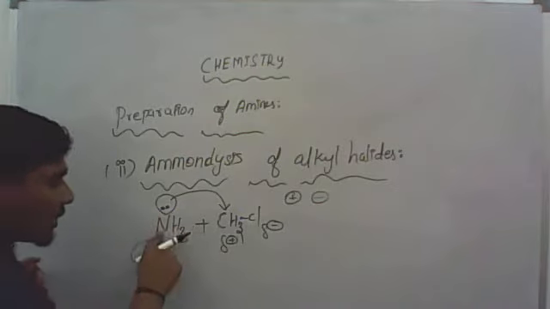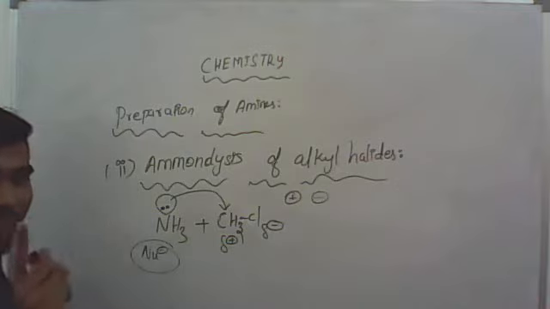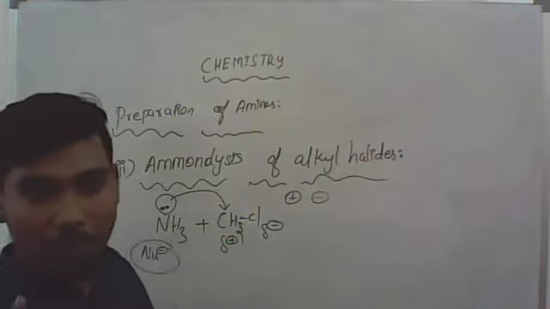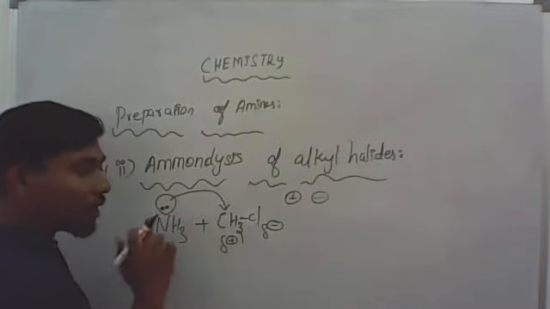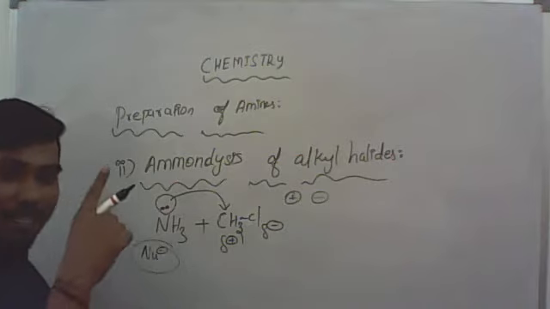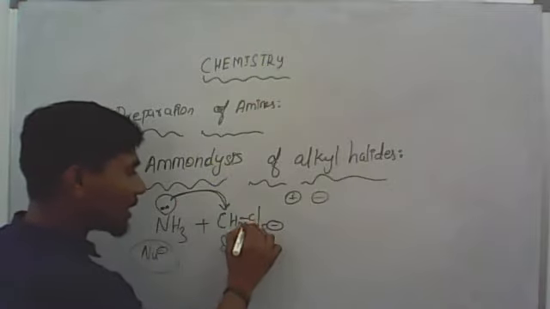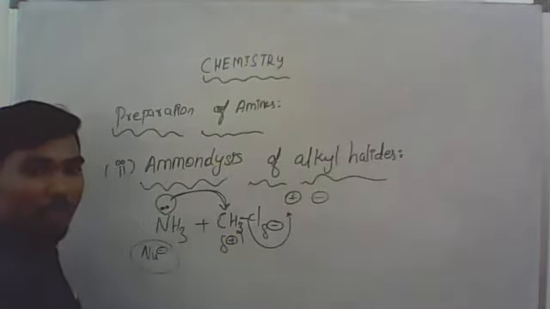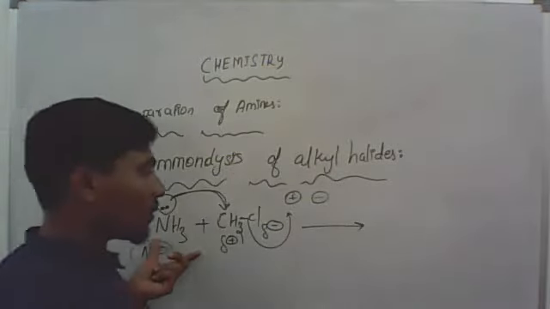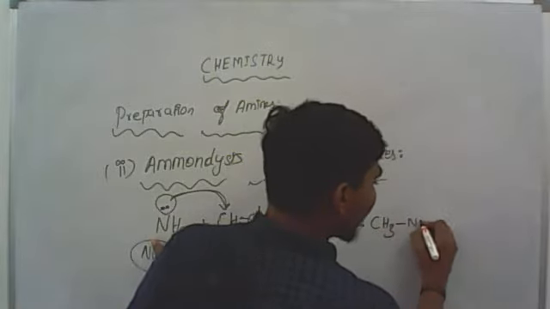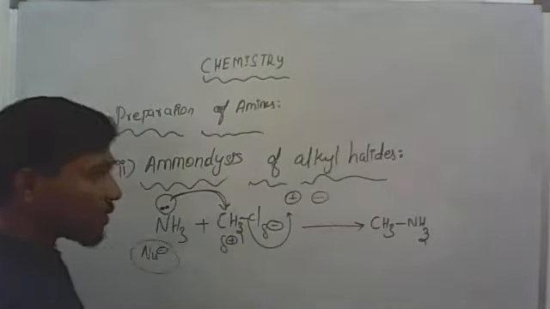When nitrogen forms a new bond with carbon, the carbon valence would increase. Usually the carbon valence is 4; carbon can make 4 bonds. But if one new bond is created from nitrogen to carbon, the valency of carbon would increase to 5. So the Cl is eliminated. When the new bond is created here, the Cl moves out. Then what we get is CH3NH3, and Cl is moved out.